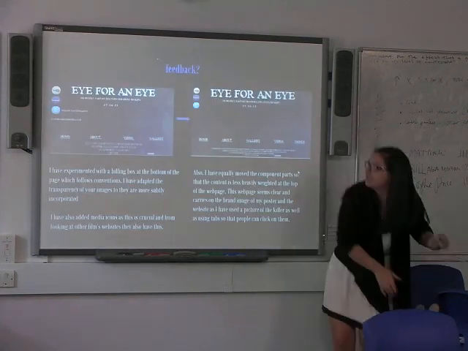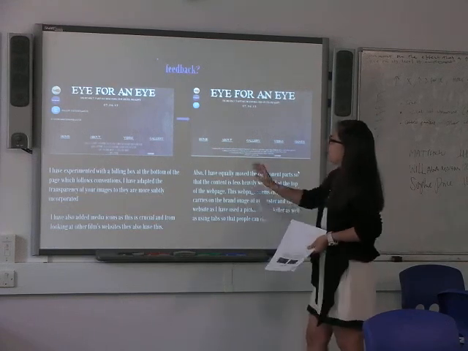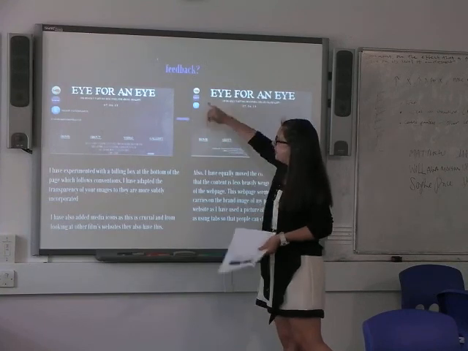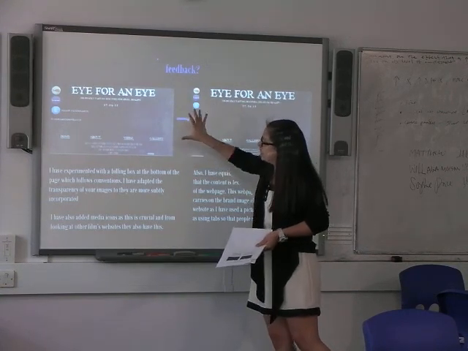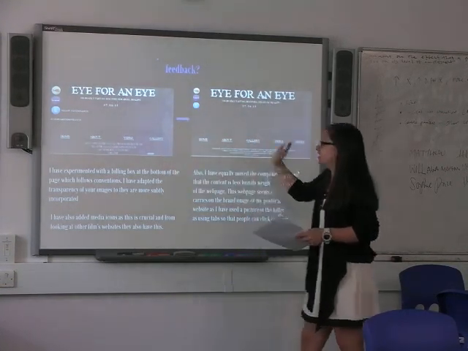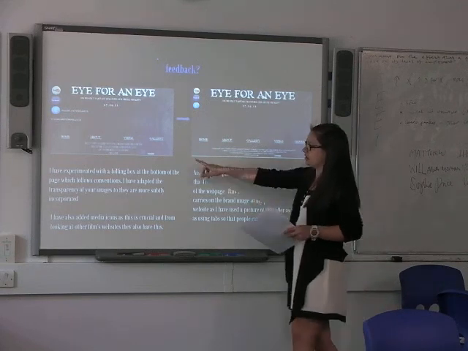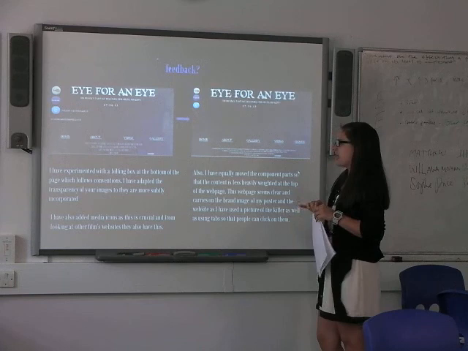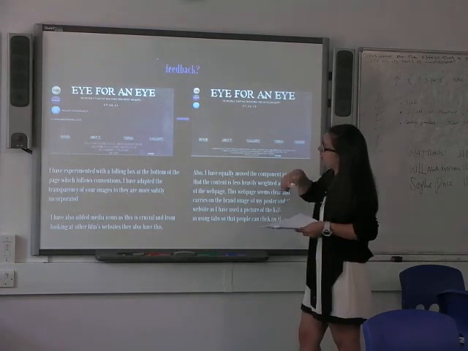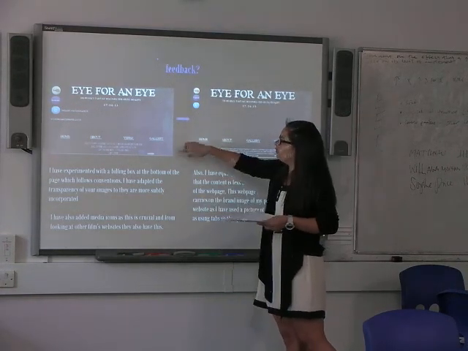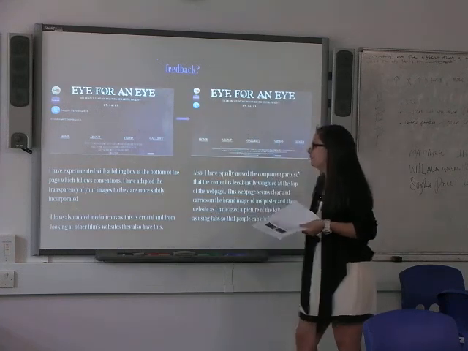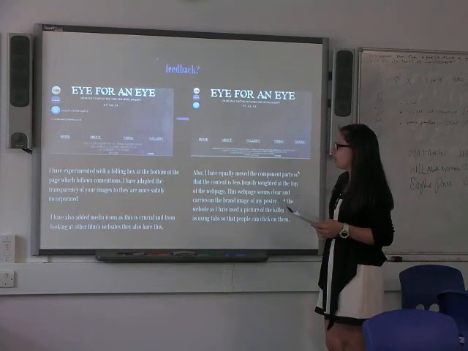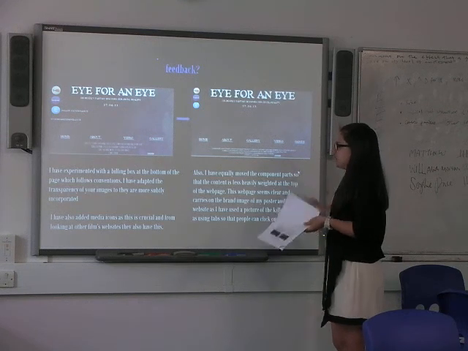Looking at my website, this was my first draft where I had a larger image of the killer, and I thought that was good. However, I then experimented with the binning box at the bottom, as this was part of my feedback, and adapted the transparency of the images so they are subtly incorporated, especially of the killer. And I also added media icons, as this was crucial from looking at other film websites, as they also have this.